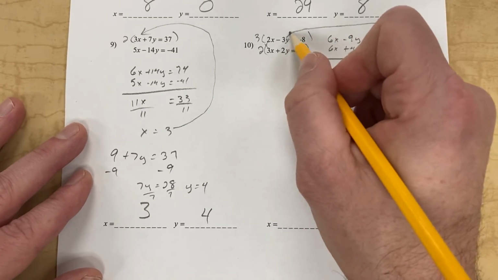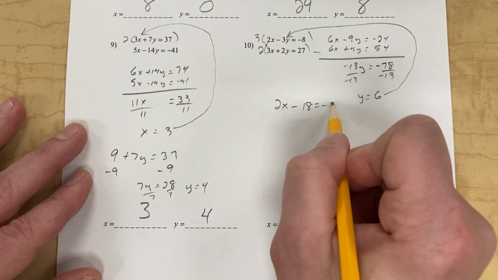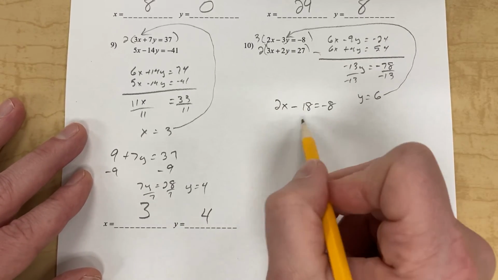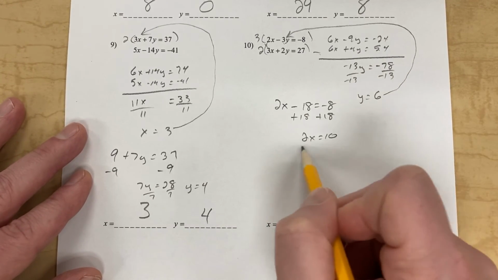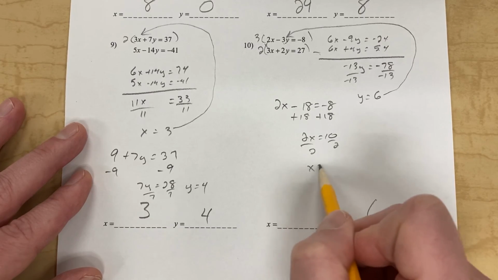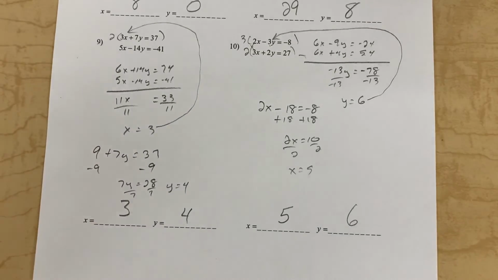So we're going to put that number back in here. It's going to give us 2x minus 18 equals negative 8. That's 3 times 6. Okay, we're going to add that 18. So 2x equals 10, and then divide by 2, we get x equal to 5. All right, so that's part 1. We'll do part 2 in just a second.